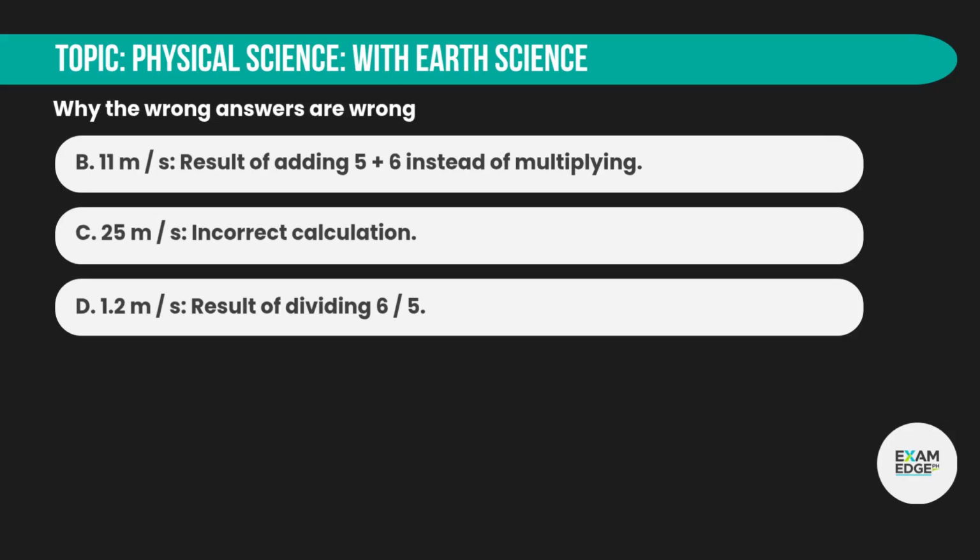Why the wrong answers are wrong? B. 11 meters per second. Result of adding 5 plus 6 instead of multiplying. C. 25 meters per second. Incorrect calculation. D. 1.2 meters per second. Result of dividing 6 over 5.